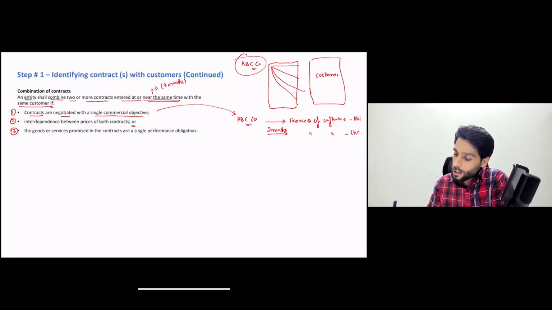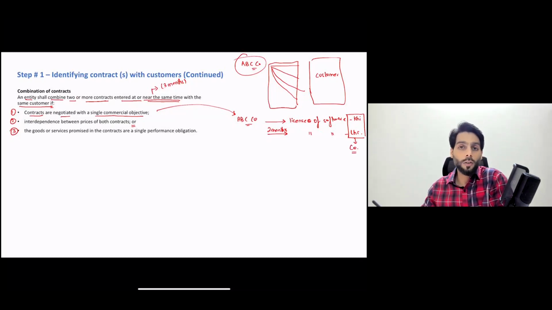And the objective of these two software contracts is that they will achieve one single company-level commercial objective. For example, this software will help them fulfill their third customer's need. So there are two contracts signed with a single commercial objective, and they will ultimately satisfy one single commercial objective. Then these two contracts shall be combined and treated as one single contract. So all the 5 steps would be followed on one single contract.